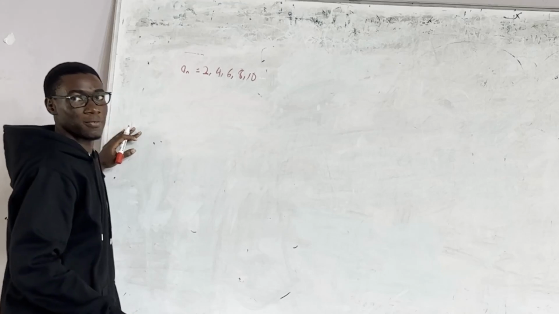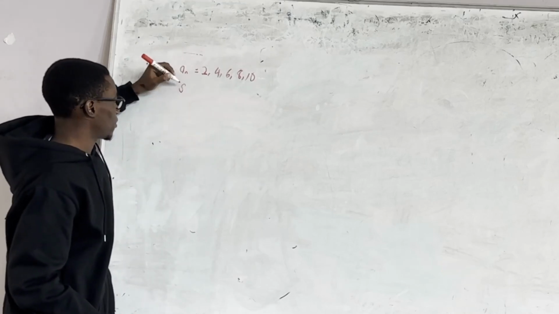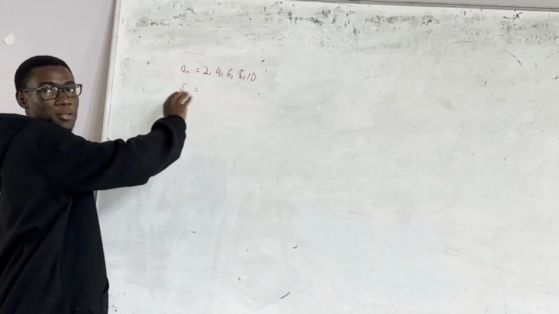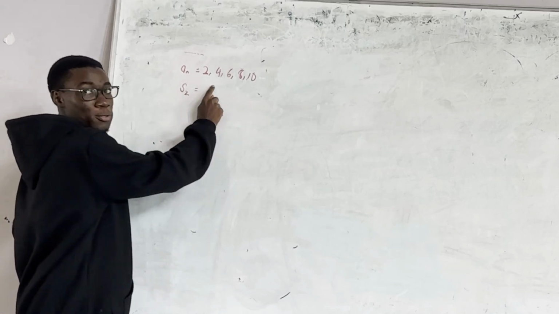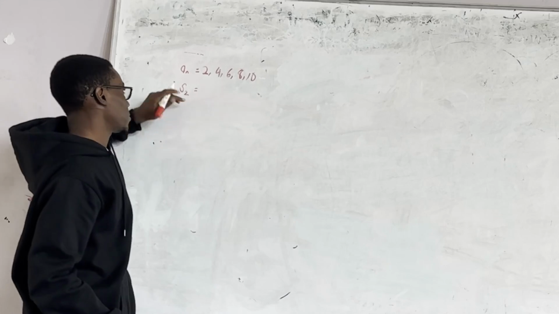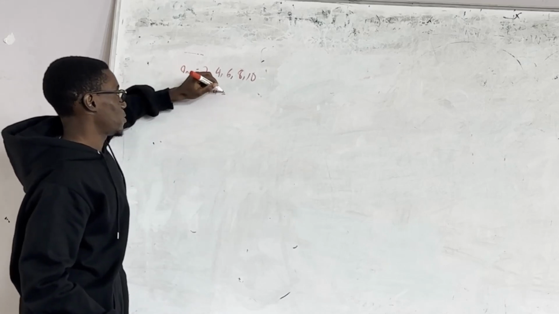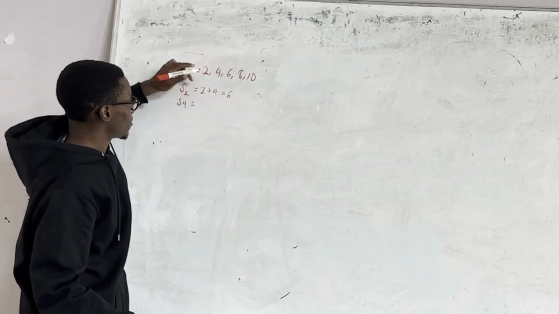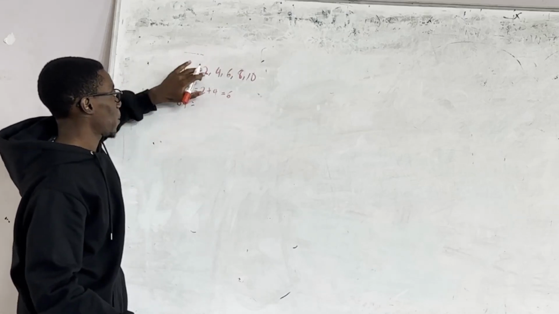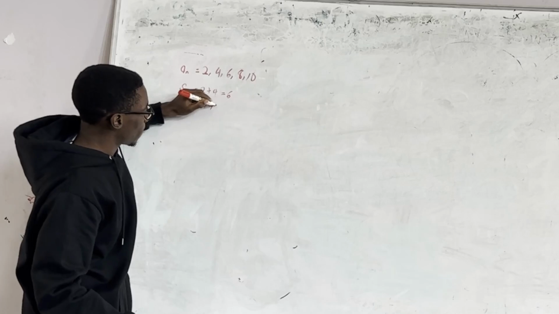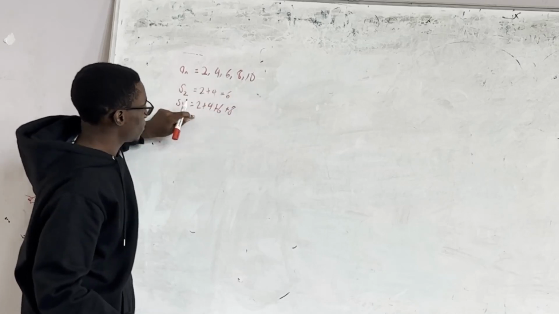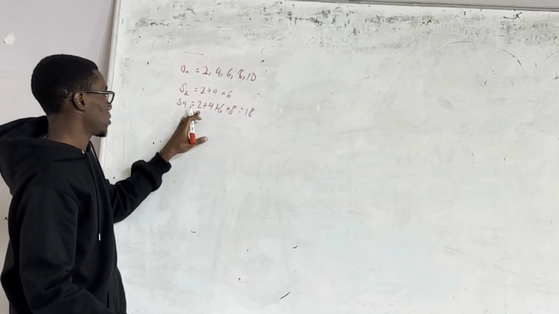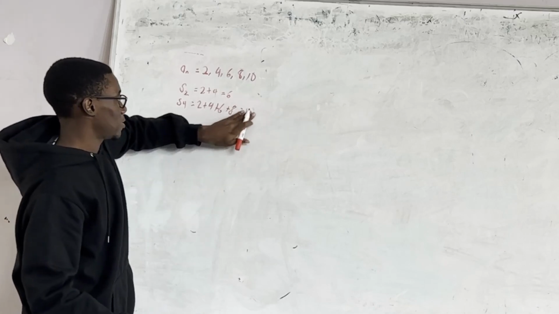So S of 2. This is an arithmetic sequence, because there's a common difference of 2. So S of 2 is basically 2 plus 4, which is 6. S of, let me say, 4, is the sum of the first 4 terms. This is 10, which is 18? This is 20, sorry.